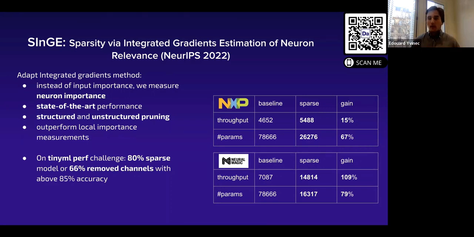In our case, we adapted the method to actually extract the most important weights. So instead of extracting the most important inputs, we extract the most important weights. In our case, going from the original weights to black weights, which would be the pruned weights, actually makes sense. And that allows us to figure out which weights are more important. This can be done in structured and in unstructured pruning. So that's why we have the results here with NXP. We also run the tests with ST hardware.